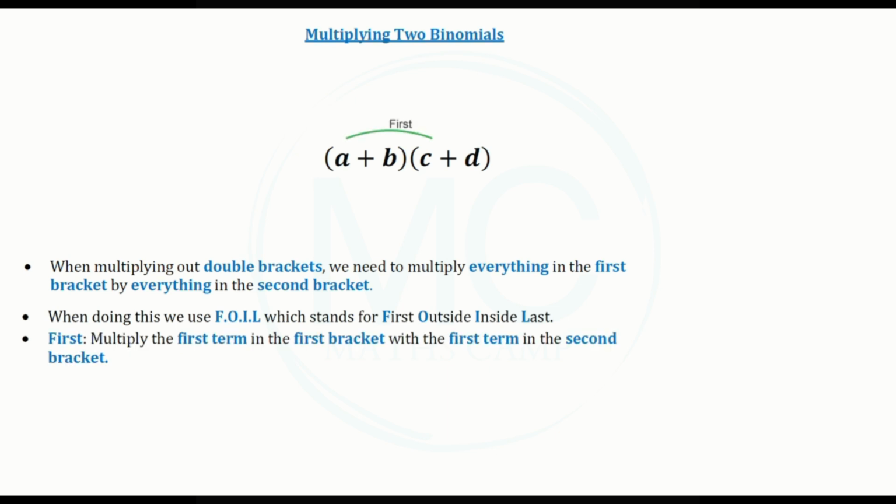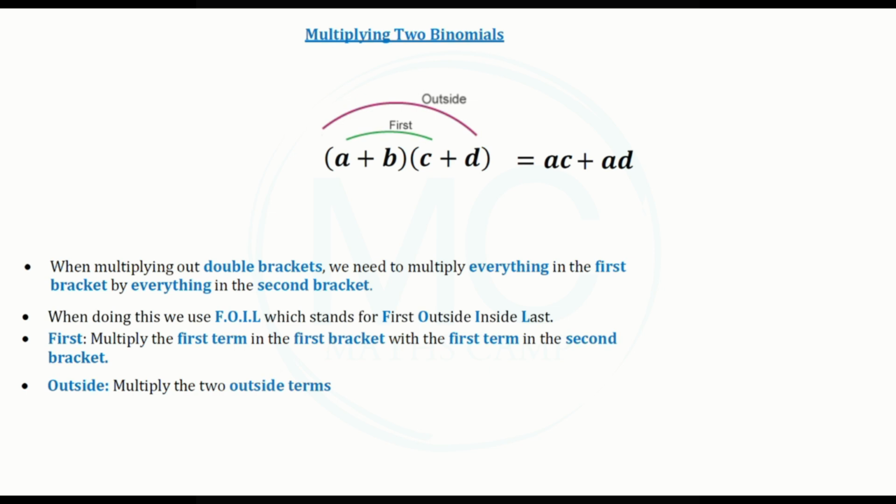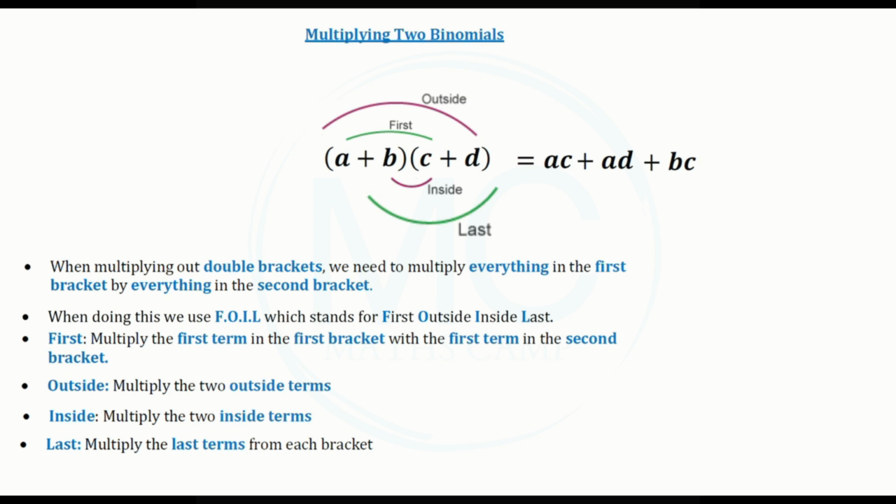First, we multiply the first term in the first bracket with the first term in the second bracket. In this case, it would be a and c, and we get ac. Then we multiply our outside terms, which in this case are a and d, and we get ad. Then we multiply our inside terms, which in this case are b and c, and we get bc. Finally, we multiply our last terms, which in this case are b and d, and we get bd. Let's look at some examples.